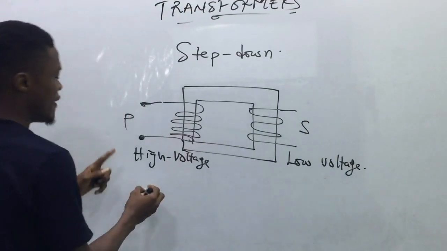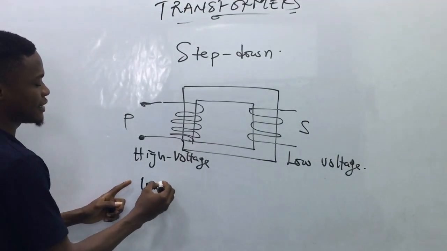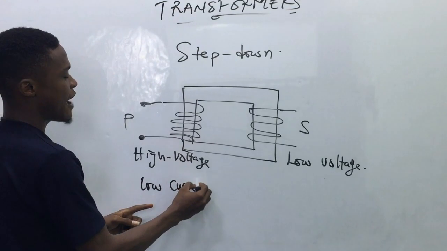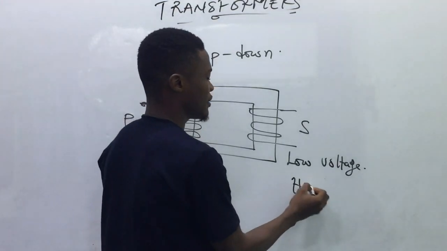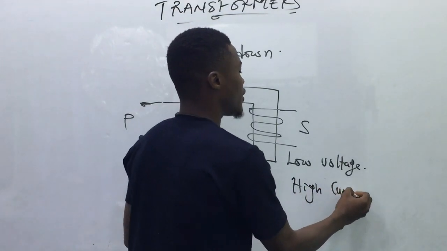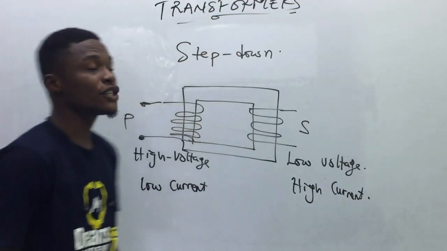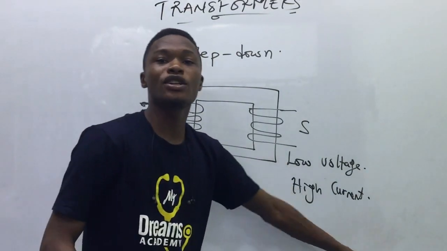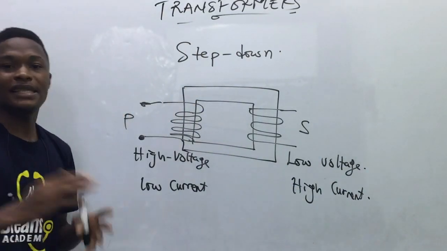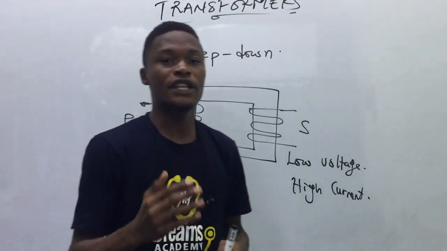So what happens? If I have a low current in the primary, then I will have a high current at the secondary. Okay, so that means that the step-down transformer, what does it do? It increases the magnitude of the current. Okay, but a step-up decreases the magnitude of the current.